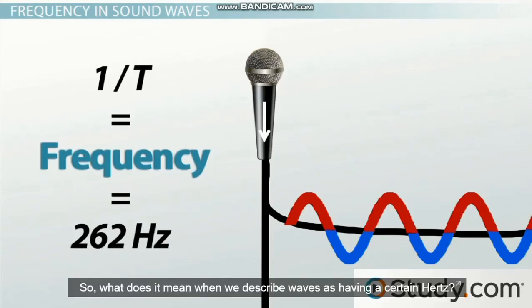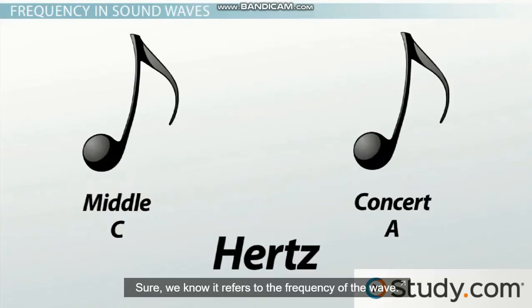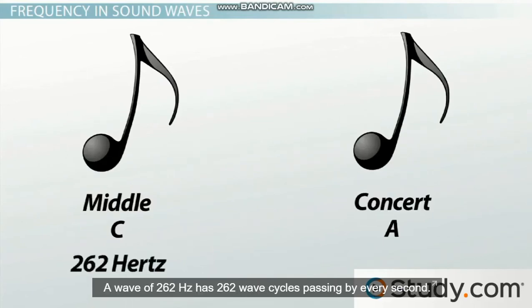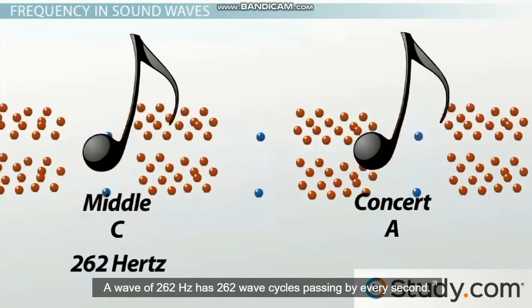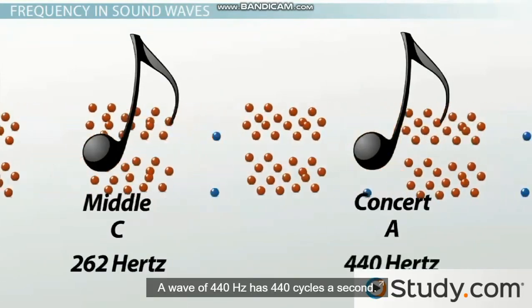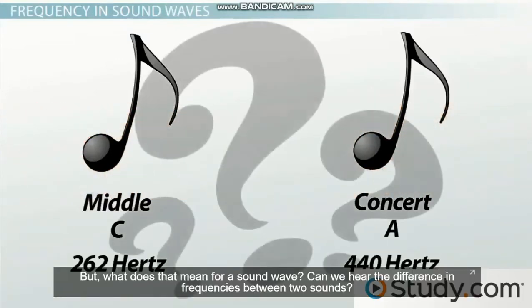So what does it mean when we describe waves as having a certain hertz? Sure, we know it refers to the frequency of a wave. A wave of 262 Hz has 262 wave cycles passing by every second. A wave of 440 Hz has 440 cycles a second. But what does that mean for a sound wave? Can we hear the difference in frequencies between two sounds?